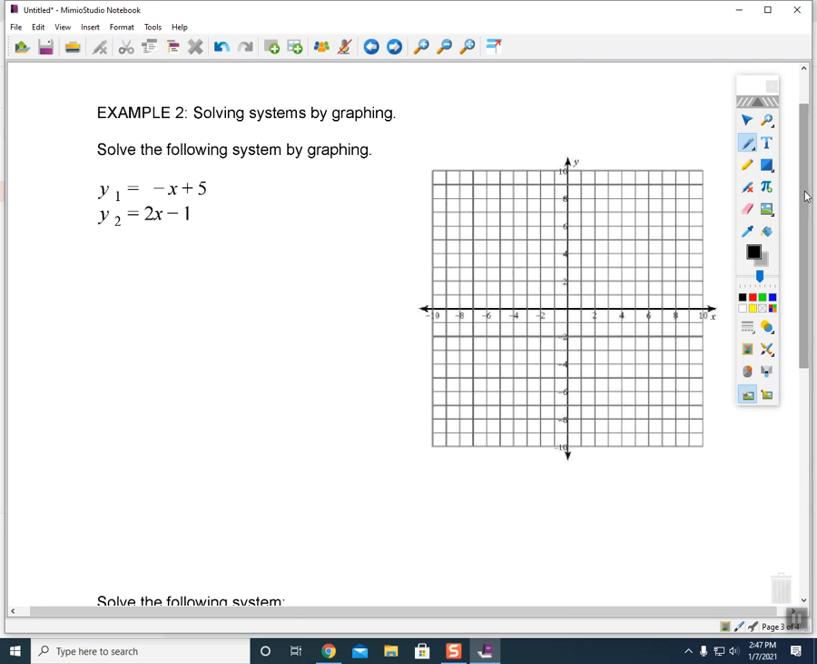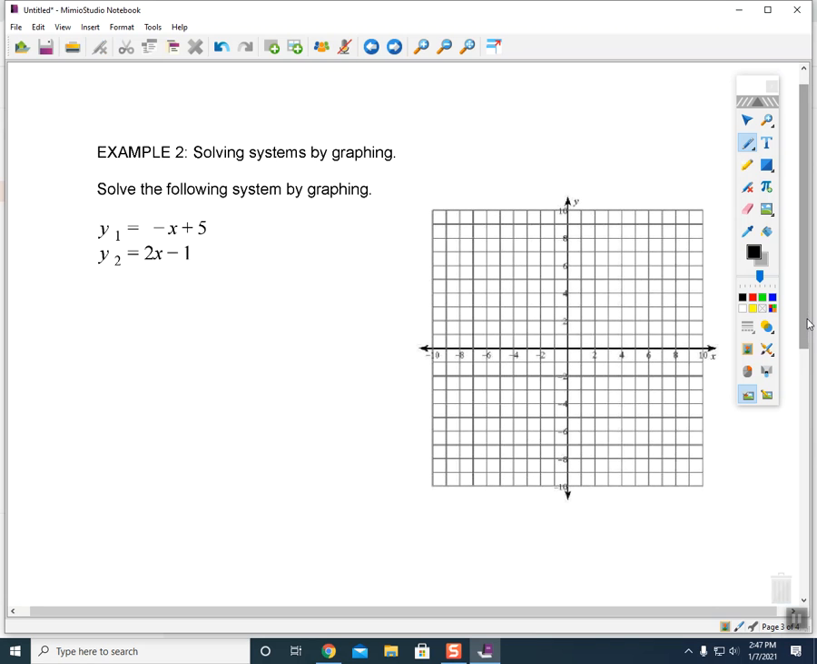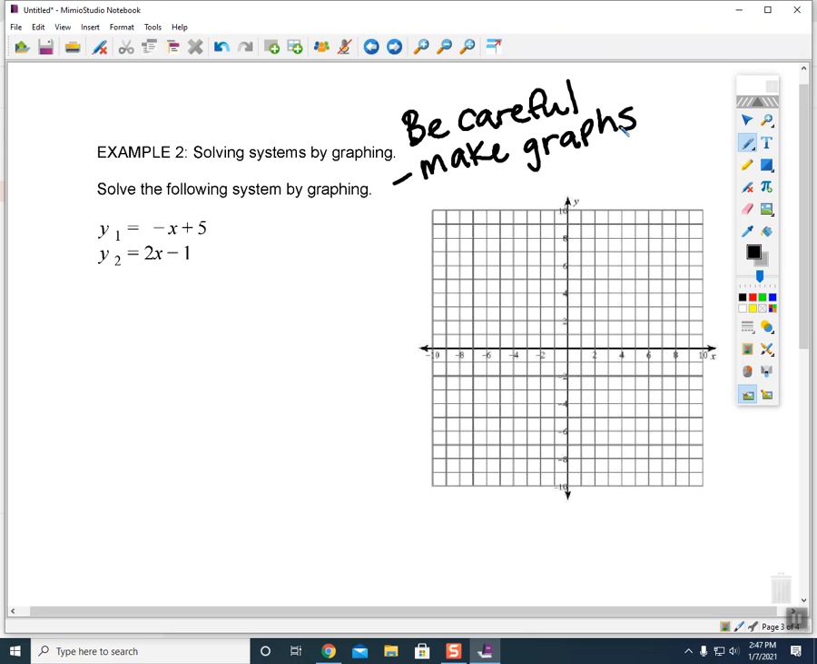All right. So one of the things about graphing, especially by hand, when we're dealing with systems of equations, is you have to be careful. Make your graphs perfect. Because if they're not perfect, what we're looking at is where do two lines intersect? Where do they cross? Well, if I mess up my line somehow, I'm going to get the wrong answer. So you really got to pay attention and make sure that you're doing it the right way.